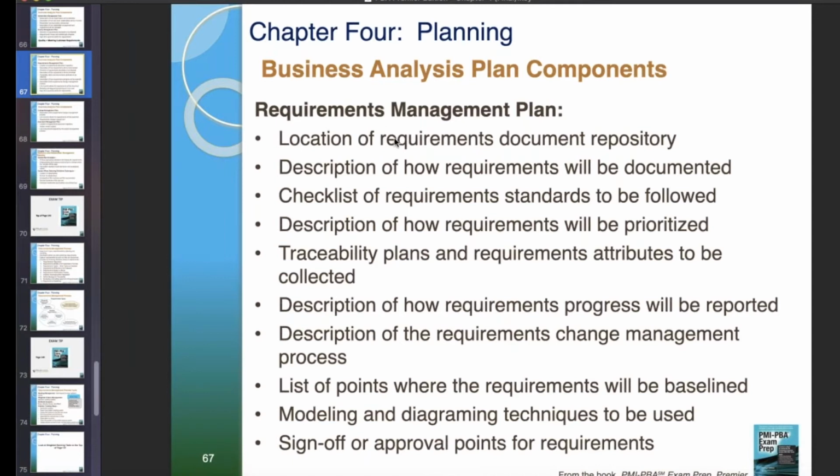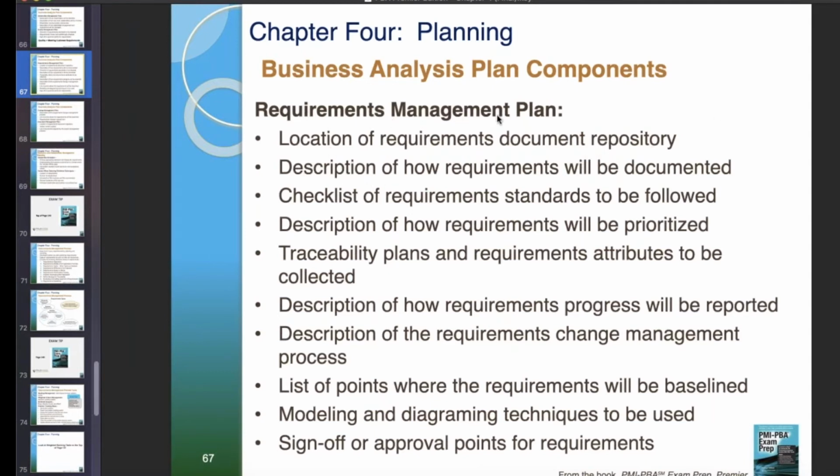The location of requirements document repository. Repository, by the way, is a word that's used for company level, senior level, program or portfolio level, higher up. Because a project uses a register, but the company has a broader repository with lots of different project registers and matrices.